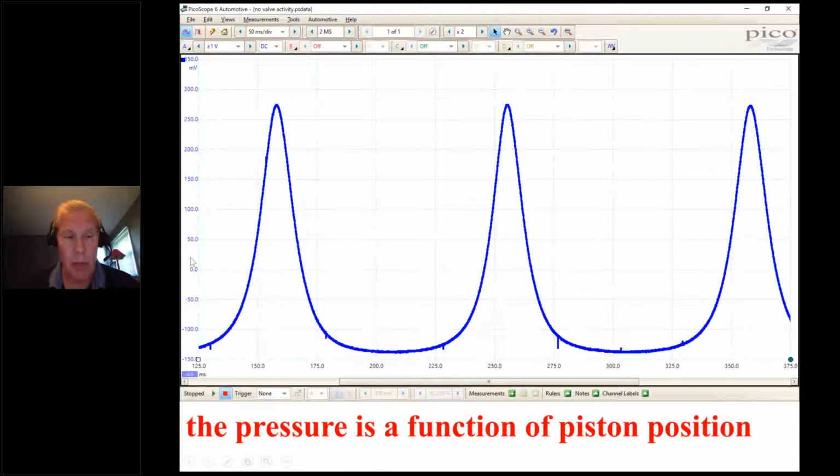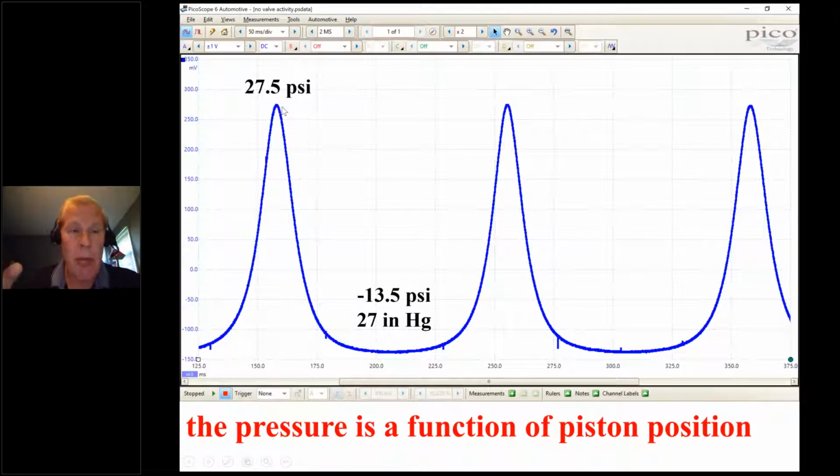My zero is right here. So that's my zero. Anything above that is positive pressure. Anything below that is negative pressure, what we call vacuum. I'm going to assign some values to these pressures. Now on my screen, every 100 millivolts of measurement is 10 PSI. So there's 300 millivolts, so that'd be 30 PSI, and you can see I'm about halfway down. So my peak pressure is 27.5 PSI.